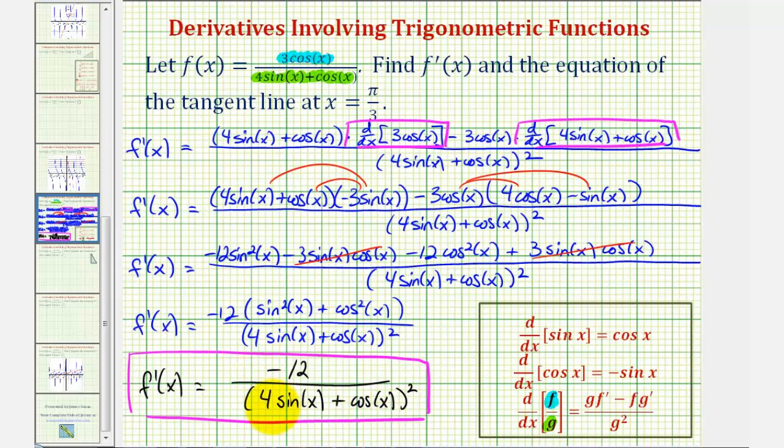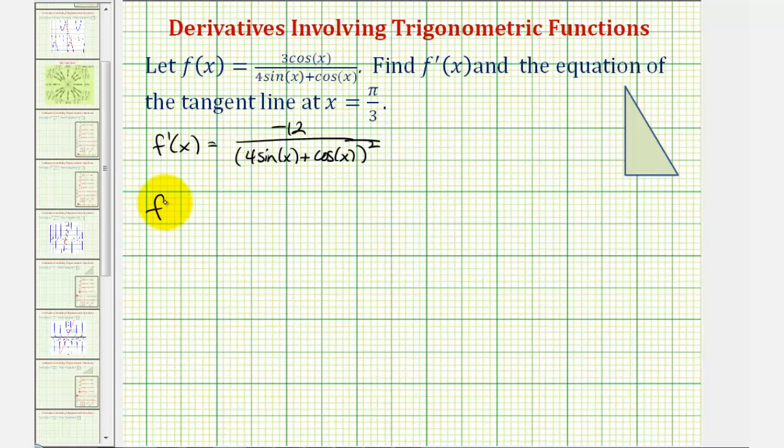And now to find the slope of the tangent line at x equals pi divided by 3, we'll substitute pi divided by 3 for x in the derivative function. So f prime of pi divided by 3 is going to be equal to negative 12 divided by the quantity 4 sine pi divided by 3 plus cosine pi divided by 3 squared. So now let's find these trig function values. Pi divided by 3 radians is equal to 60 degrees. So we can use a 30, 60, 90 reference triangle to determine these trig function values.